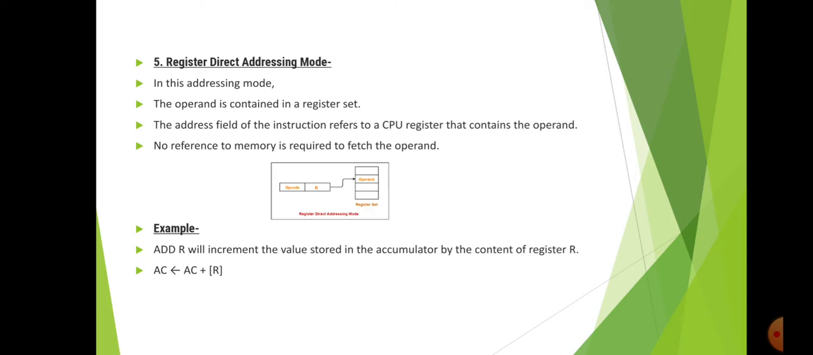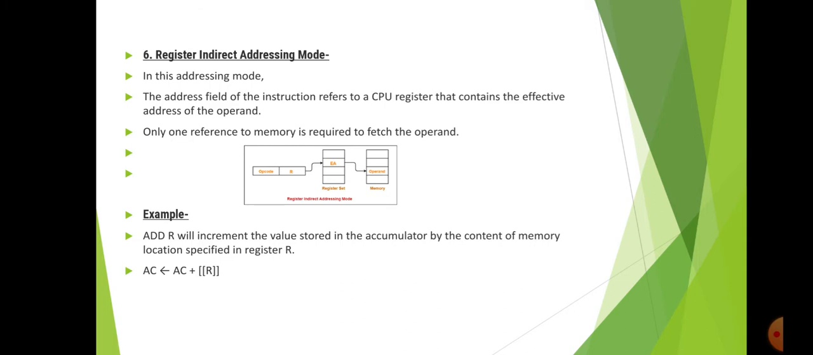Register direct addressing mode. In this addressing mode, the operand is contained in a register set. The address field of the instruction refers to a CPU register that contains the operand. No reference to memory is required to fetch the operand. Example: add R will increment the value stored in the accumulator by the content of register R.